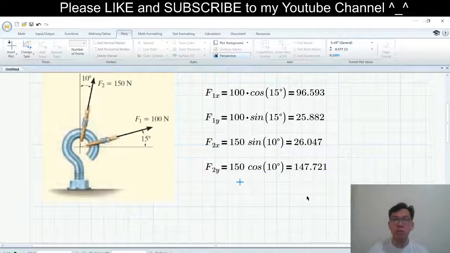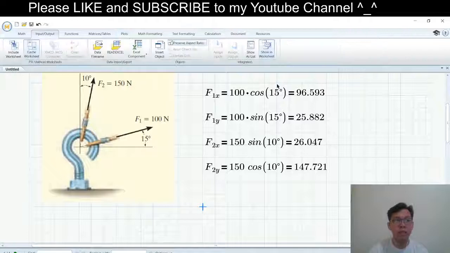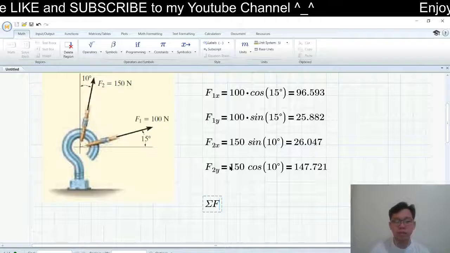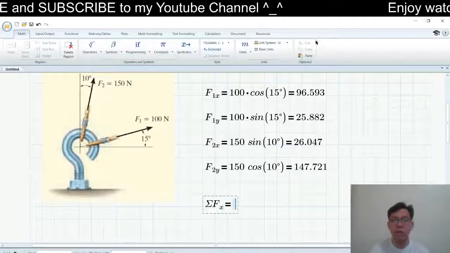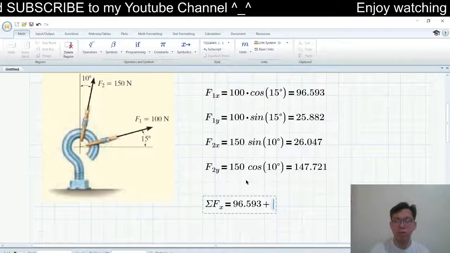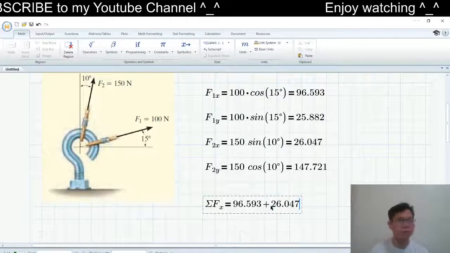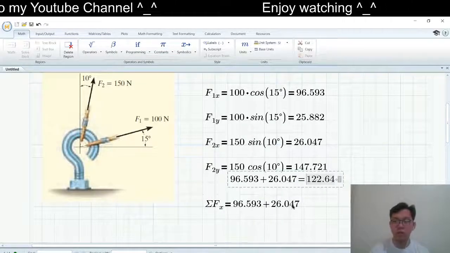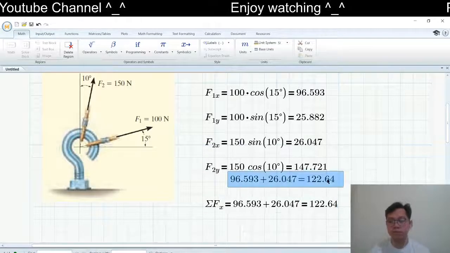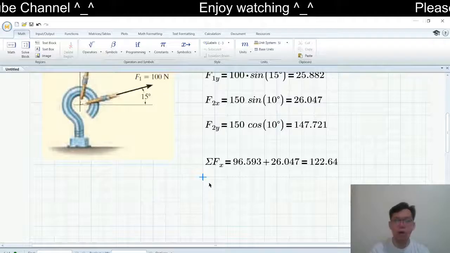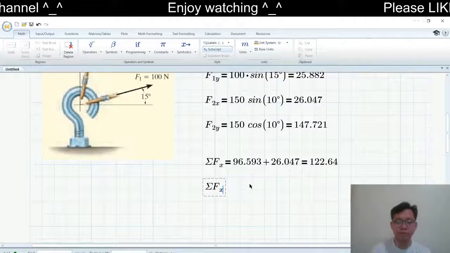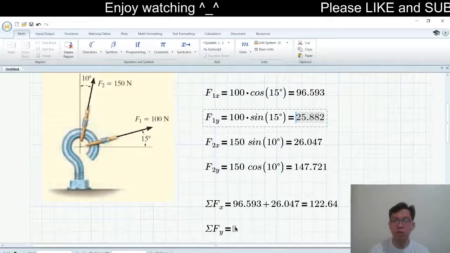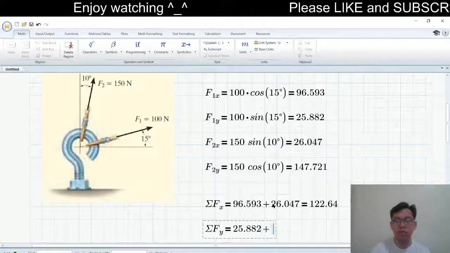Okay, since meron tayo yan, you can actually sum up. Pwede natin i-sum up. So, summation ng Fx. Ang summation ng Fx, i-add mo lang to, plus yung isang x. So, that is actually 122. Ang summation naman ng Fy, yung mga y lang i-add ko. So that's 25, plus ito naman.